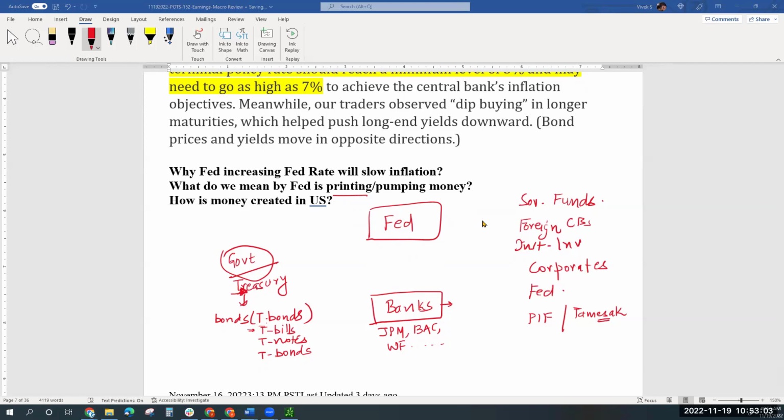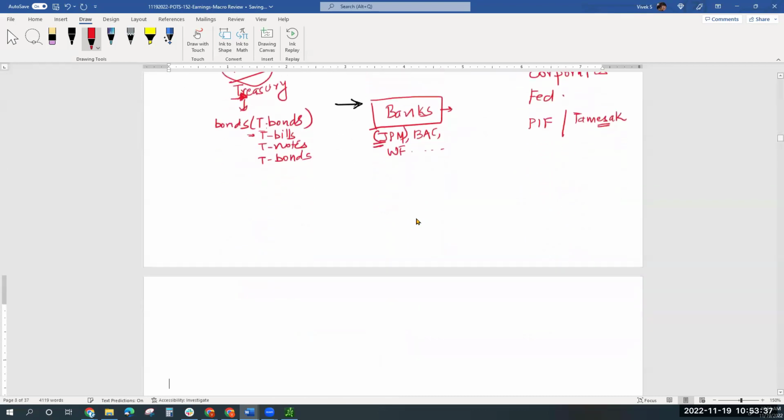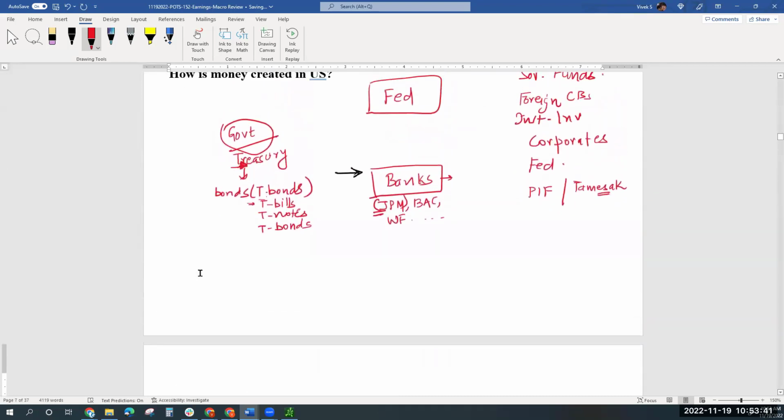But how are these bonds sold? Your question is, if someone is buying these bonds, how are these bonds sold? What Treasury does is they sell these bonds through banks. Now, every bank, JP Morgan, Bank of America, has an account with the Fed, which is called a reserve account.